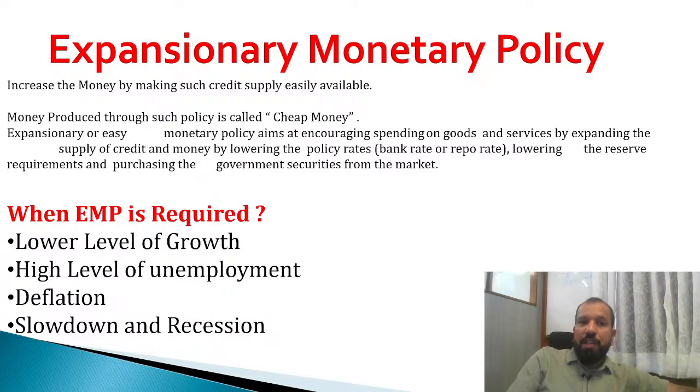Expansionary or easy monetary policy aims at encouraging spending on goods and services by expanding the supply of credit. If there is a deflation or a recession, you have to follow the expansionary monetary policy. How will you do it? I'll tell you through the tools of monetary policy. You just need to cut down the rates. EMP is required when there is a lower level of growth, a high level of unemployment, and a deflationary slowdown.